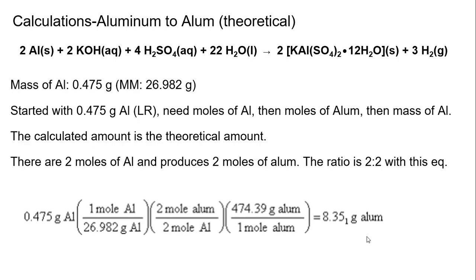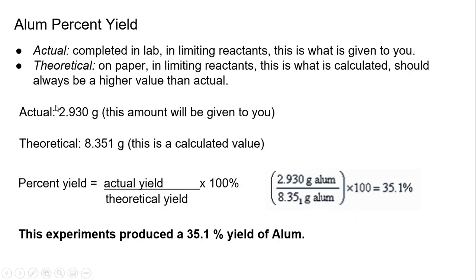Now the lab amount is 2.930. So this is what was given to me that was produced in the lab. You can see it's considerably different. And in most cases, and probably yours, it won't be this huge of a difference. But these are numbers that I picked. So here's 2.930, and this is how the calculation should actually look on here.